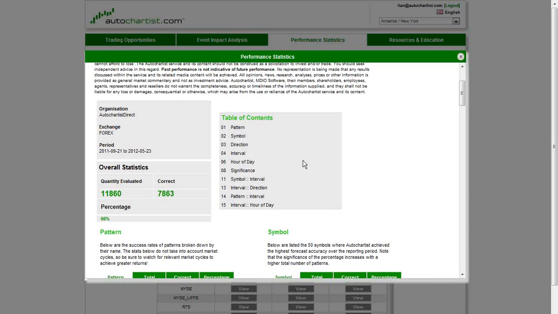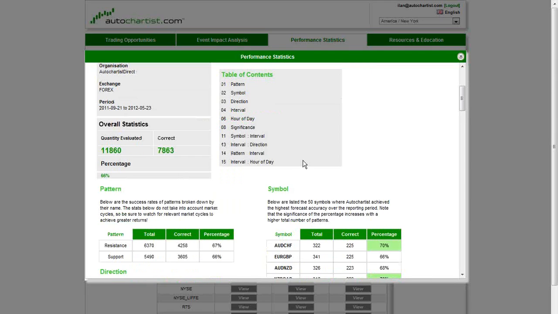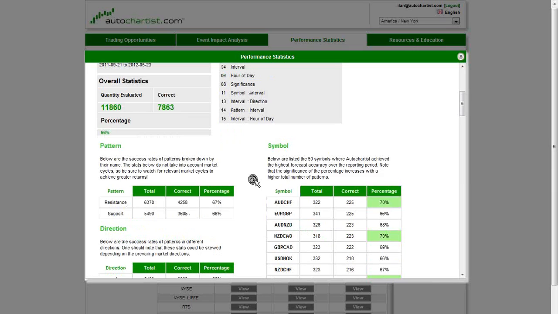So this is performance stats for the breakout key levels. Once a completed key level is broken through, we're currently looking at about a 66% hit rate over the last 6 months or so. And we can look at the best performing instruments and patterns for completed key levels.